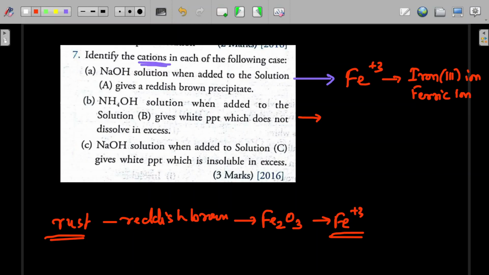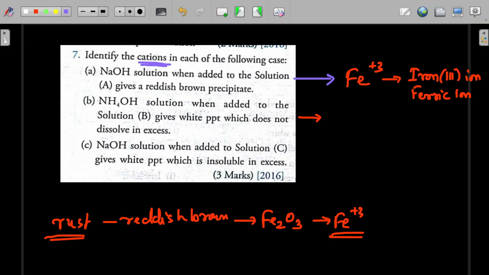Okay, second one. Tanisha, tell me, NH4OH solution added to solution B gives a white PPT which does not dissolve in excess. Calcium? We talked about calcium; it will not give a precipitate. With NaOH it does, but it is NH4OH here. Oh, NH4, sorry.